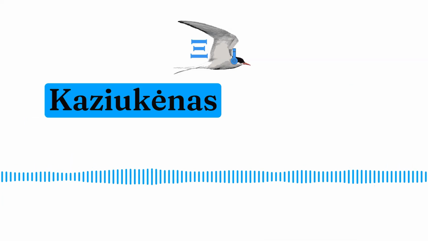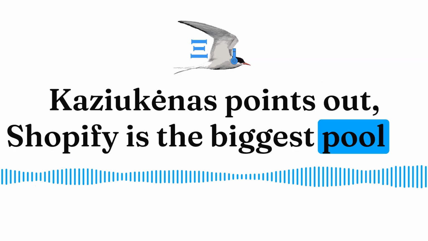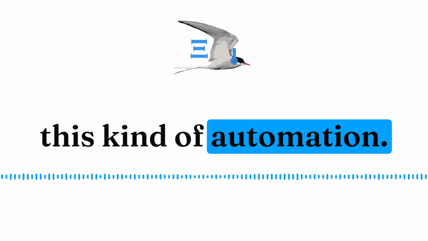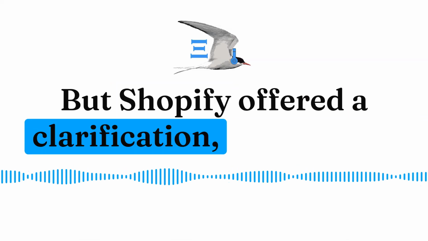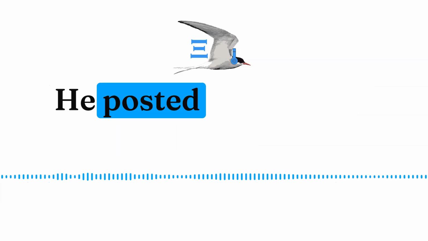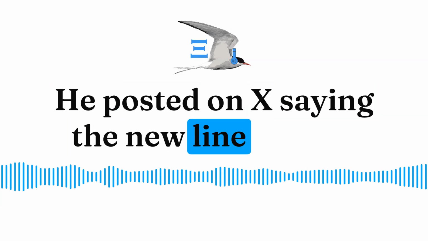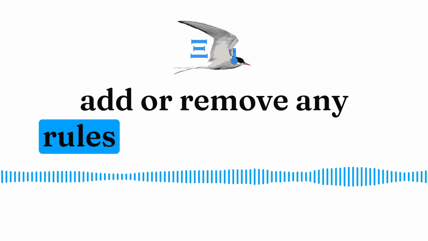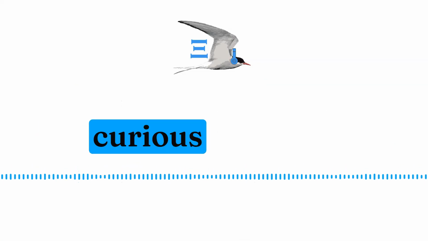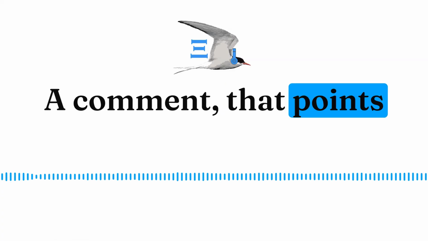Exactly. Kaziukanis points out Shopify is the biggest pool of DTC brands, so it's a natural place for people to try out this kind of automation. But Shopify offered a clarification, didn't they? Ilya Grigorik, one of their top engineers. Yes, he posted on X saying, the new line doesn't add or remove any rules for bots or agents. He framed it more as a comment for curious humans. A comment that points them somewhere specific.